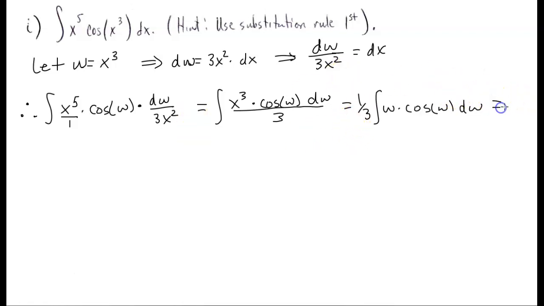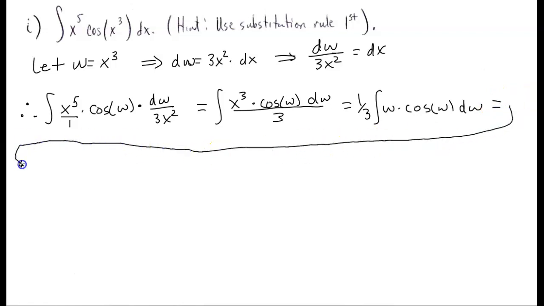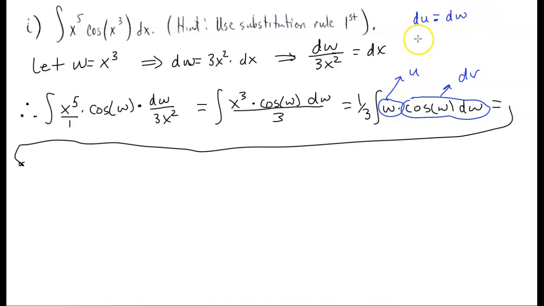And because of that, now we can go ahead and apply integration by parts. And let's switch colors here. We're going to let w be u here, and we're going to let cosine of w dw be dv. Okay. And because of that, that means that du is going to be dw, because the derivative of w with respect to w is just 1, so there's 1 dw. And v here, we know that the antiderivative of cosine of w is going to be sine of w. Okay.